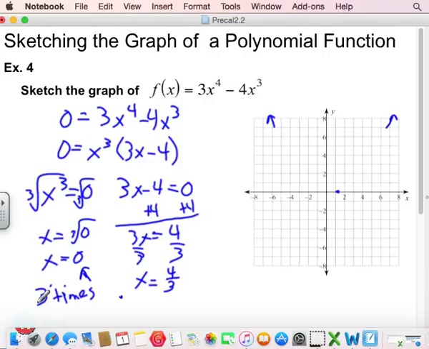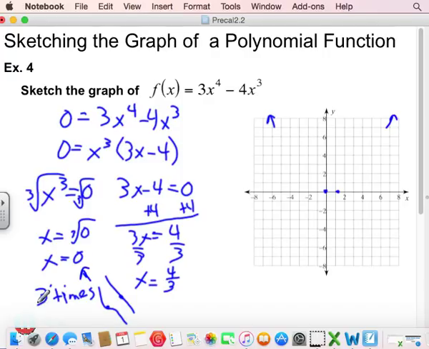Okay, so if this is a 0, it's not just going to go straight through. That's what it would do if it was just a 0 once. When it's a 0 3 times, it's going to come up, it's going to kind of flatten out, and then it's going to go up again. So we should expect it to do that where x is 0, which is our other 0. Now the next thing you want to do is just plug in some other points to figure out the behavior of the graph.